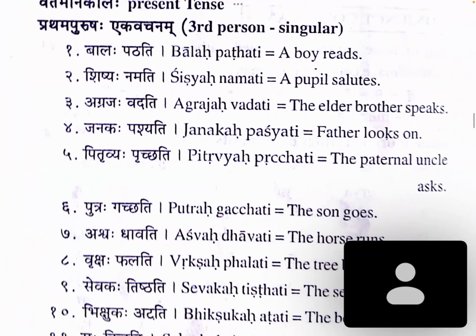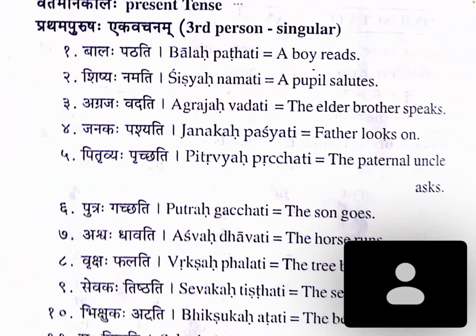A boy reads. Next. Shishyaha Namati. A pupil salutes. Student, learner, both are Chatraha and Shishyaha. That salutes, Namati. Okay. Next. Agrajaha Vadati. The elder brother speaks. Okay. Agrajaha. In places like this I will just interfere. There is a line below this ga. See? Yes, ma'am. The refa comes after a letter, so it is a samyuktaksharam here. Agrajaha vadati. Agrajaha means the elder brother speaks. Next.